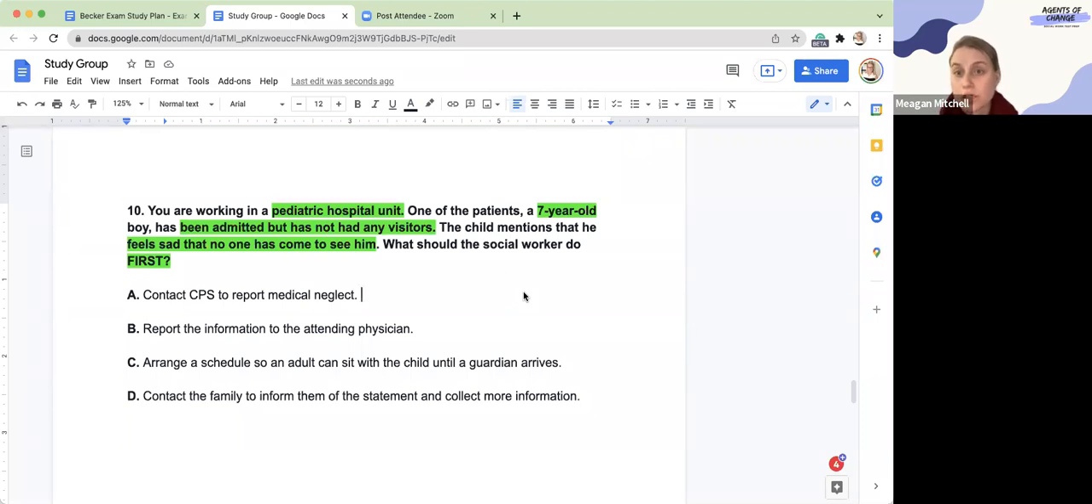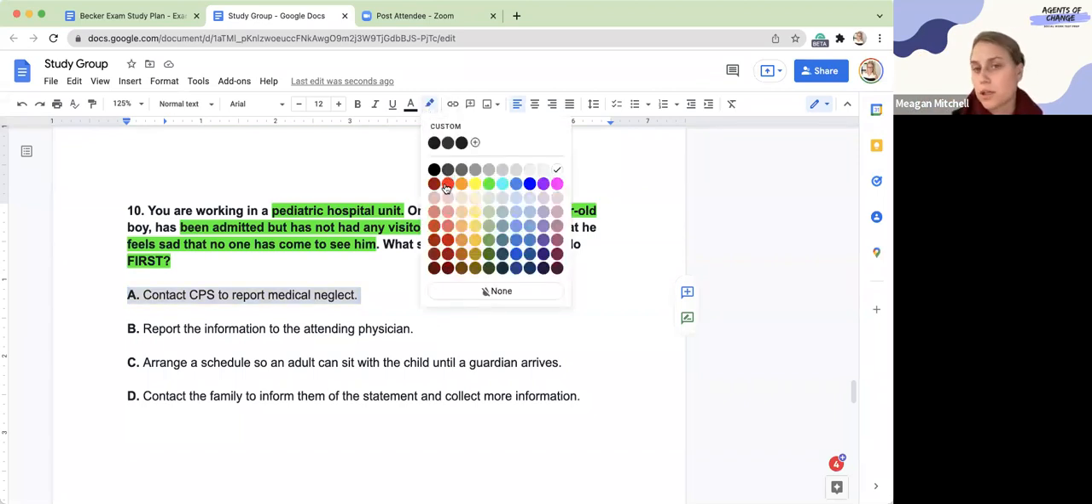A lot of really good things here. So let's start eliminating. Do we have information here that medical neglect is occurring? No, the child's in the hospital. If anything, he's going to be getting the care he needs in the hospital. We don't know why he was admitted. That would be assumptions. We don't have any information that we would be able to report medical neglect.